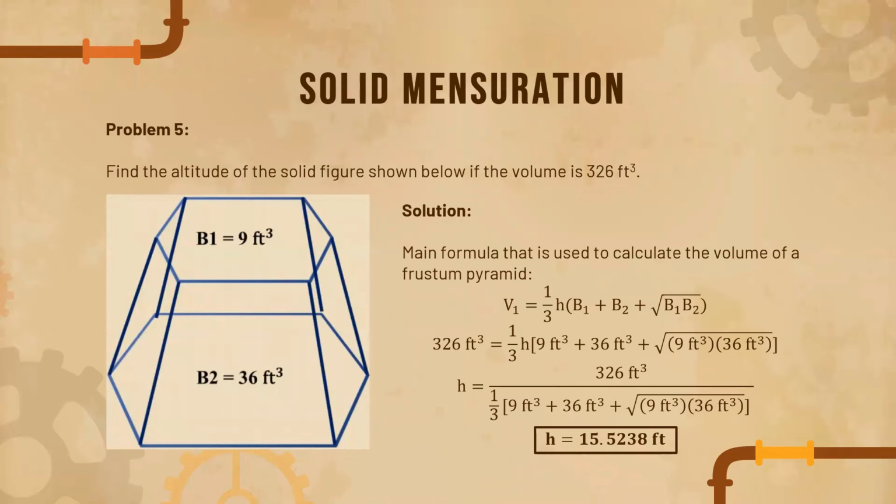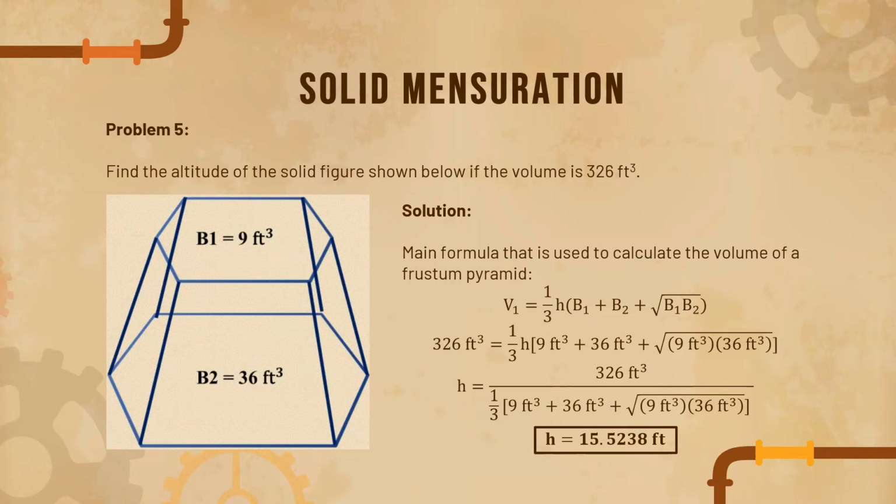Problem number 5. Find the altitude of the solid figure shown below if the volume is 326 feet cubed. So to solve this, we have here the main formula that is used to calculate the volume of a frustum of a pyramid. And that is, volume is equal to 1/3 times the height or altitude times the sum of base 1, base 2, and the square root of the product of base 1 and base 2.